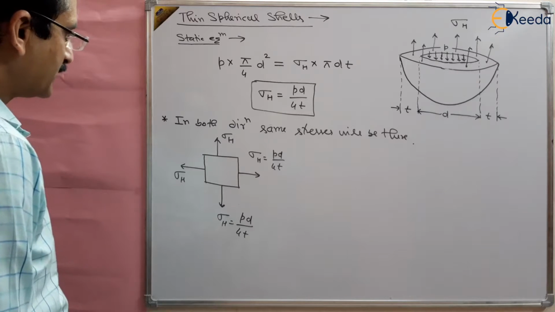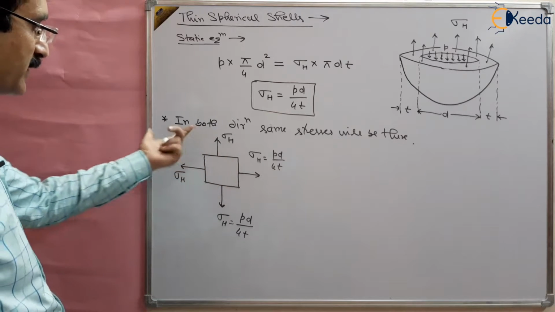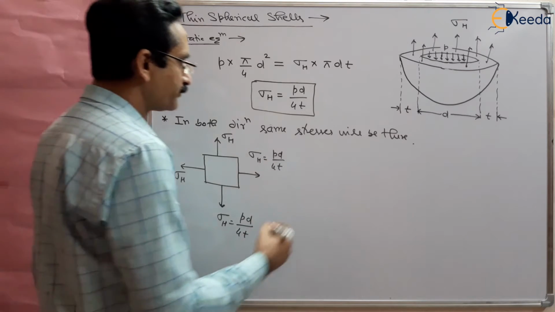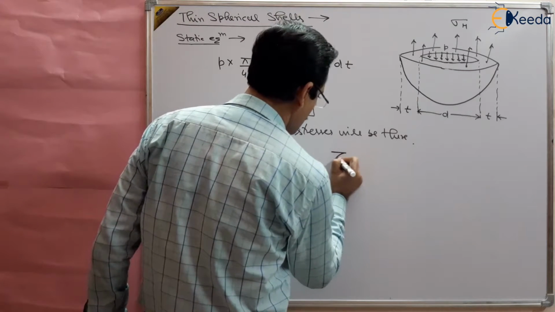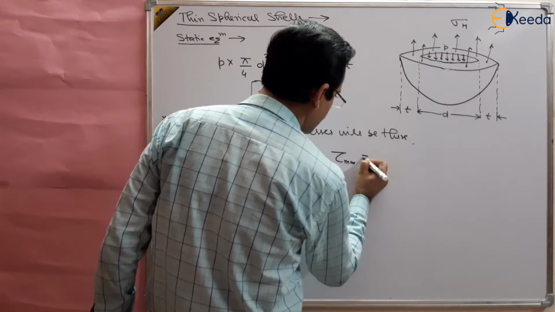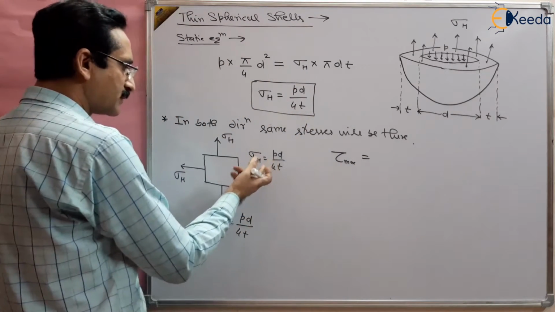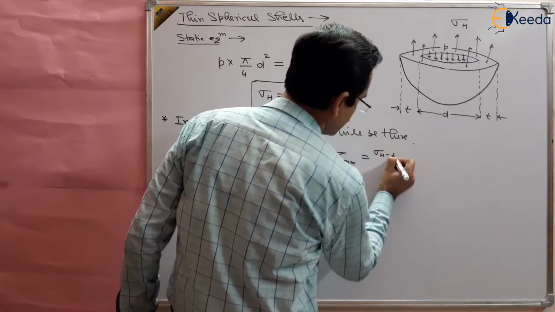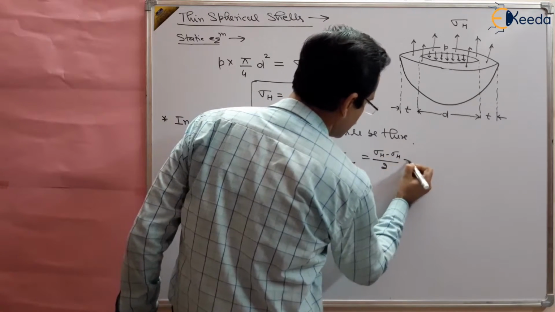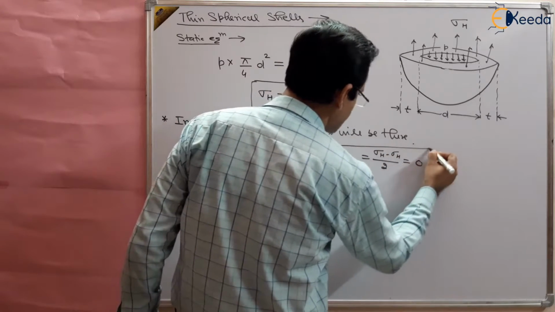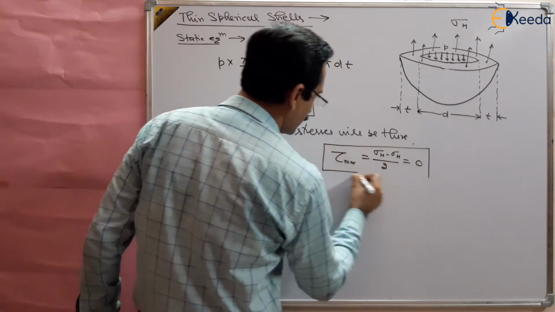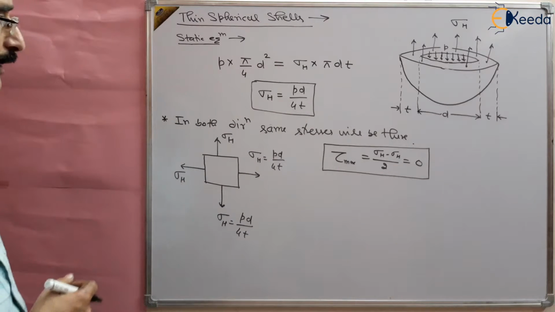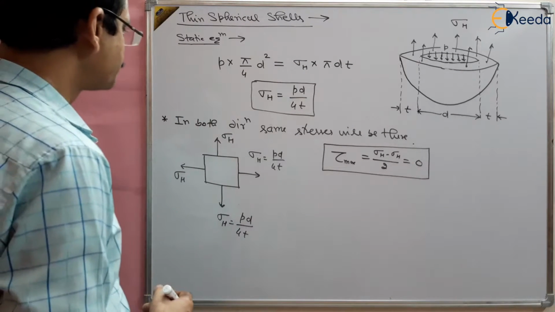This is both the maximum as well as the minimum principal stress, both are the same. And what will be tau max then? What will be the tau max here? That will be 0, that is (sigma h minus sigma h) by 2. So sigma h minus sigma h by 2 equals 0. There is no shear stress developed in the material, only tensile stresses are there in the material.